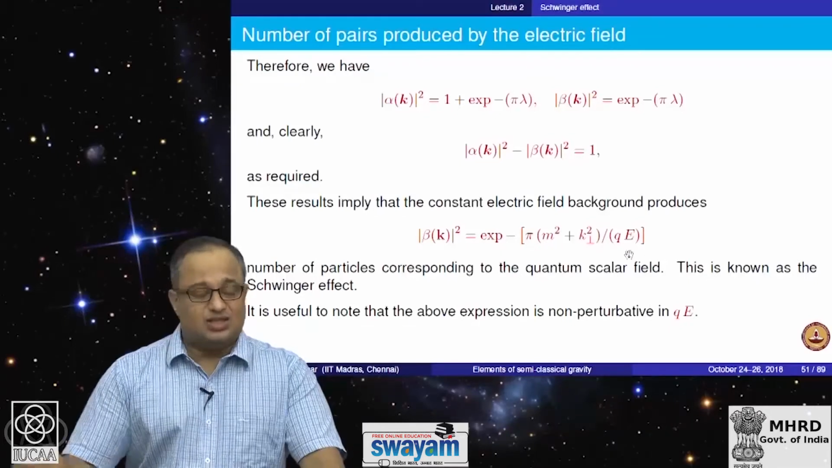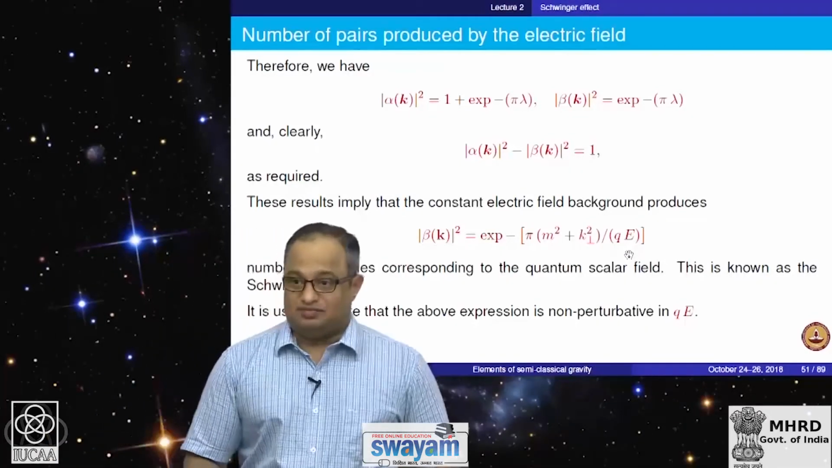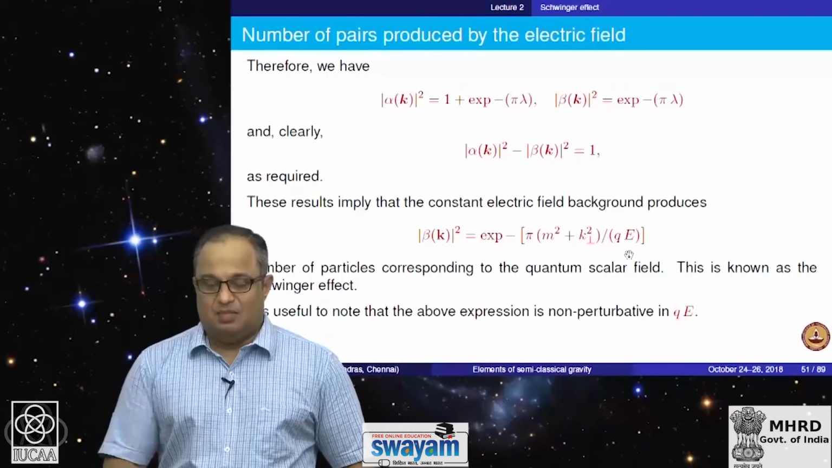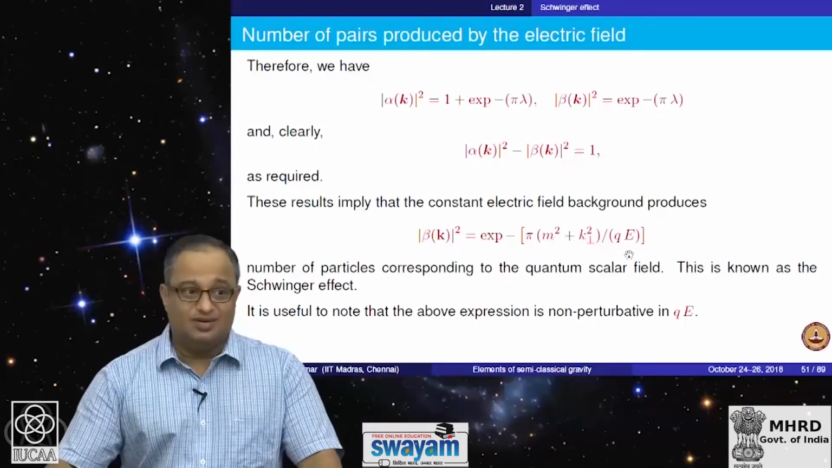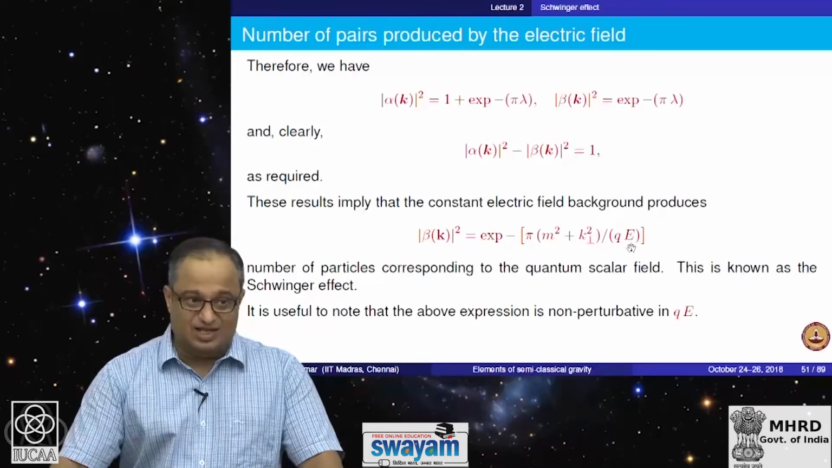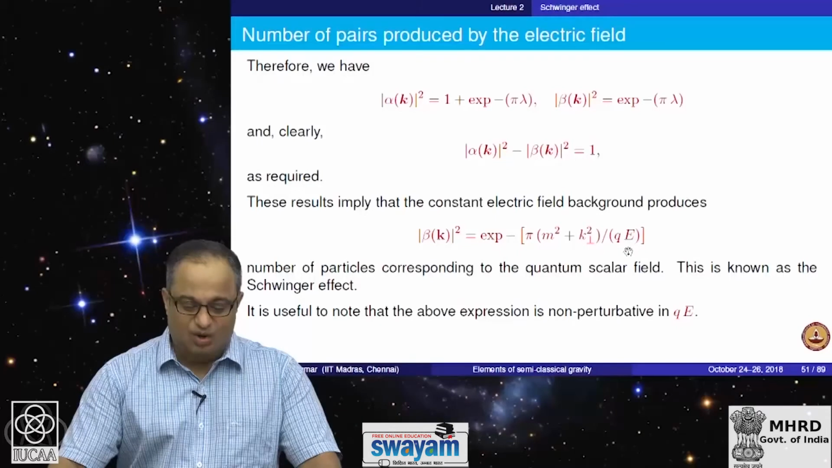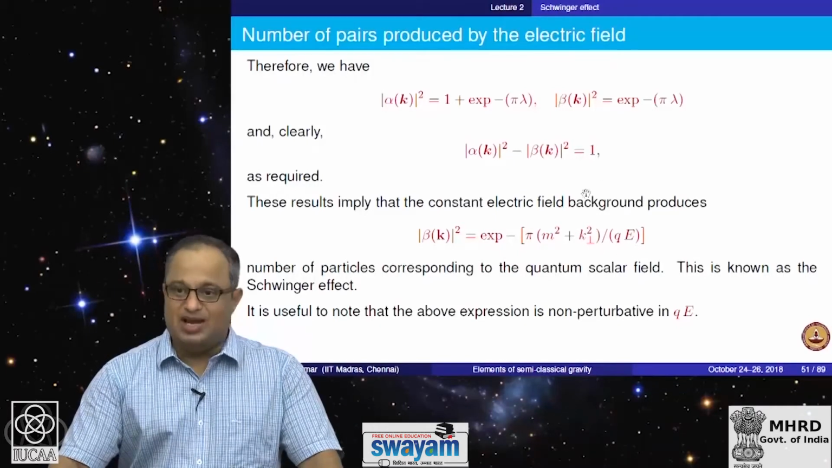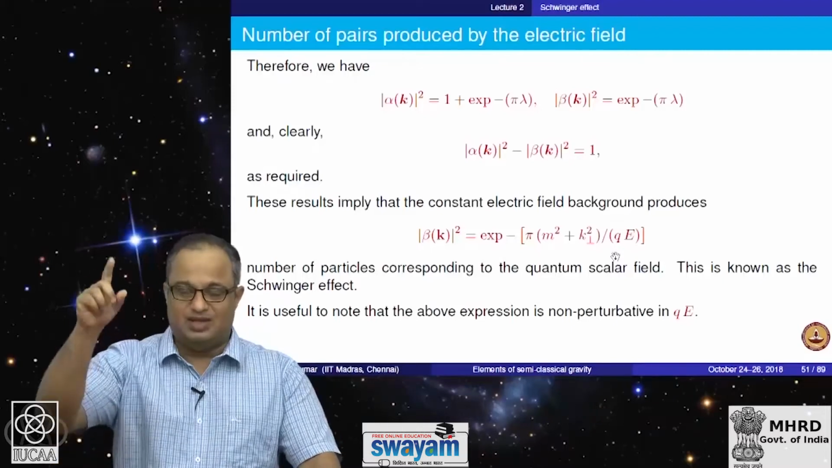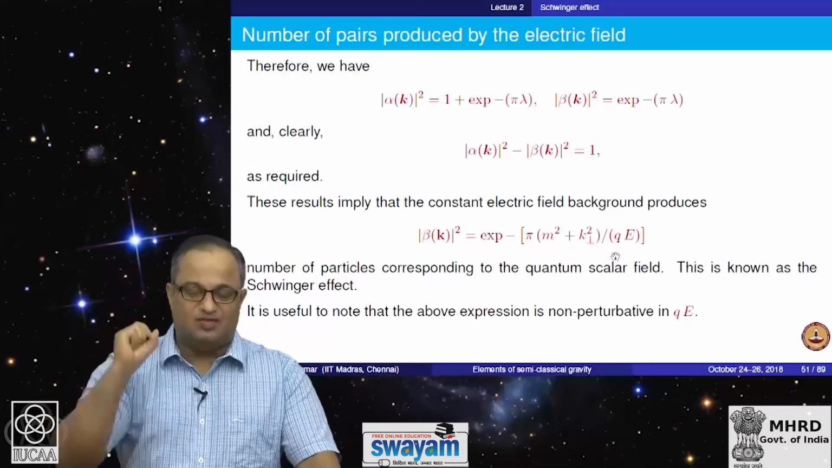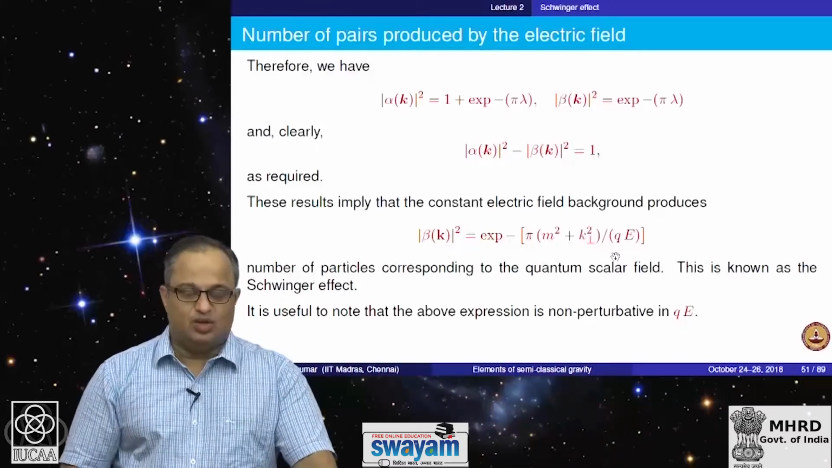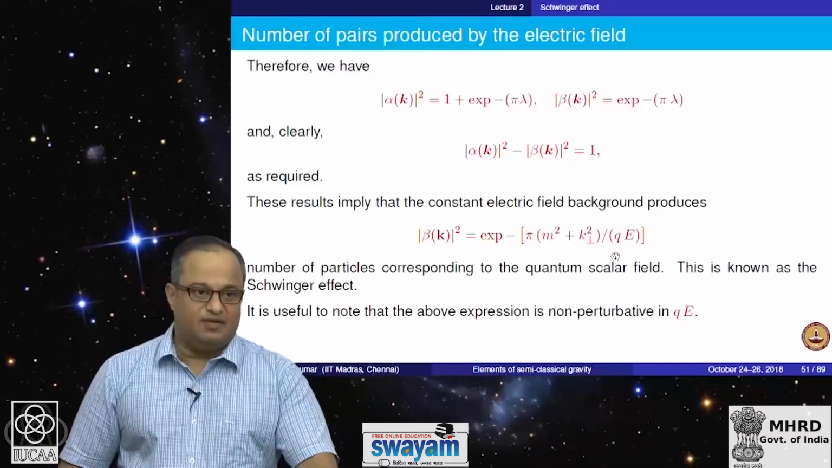Notice, as E tends to 0, you expect the number of particles to go to 0, but it is not. It does go to 0, but in a very strange manner. It goes as qE tends to 0, notice it is e power minus 1 over some quantity which goes to 0. So the argument of the exponential goes to infinity, and therefore the exponential goes to 0. So it is a truly non-perturbative effect.